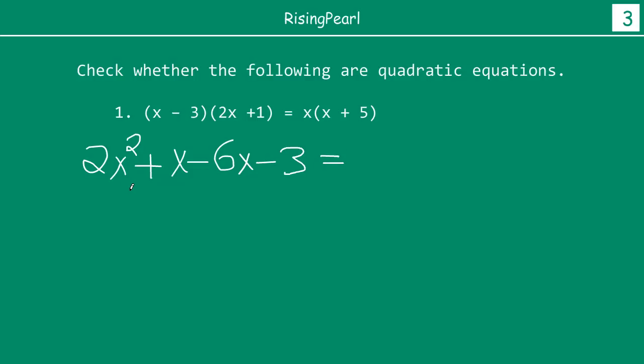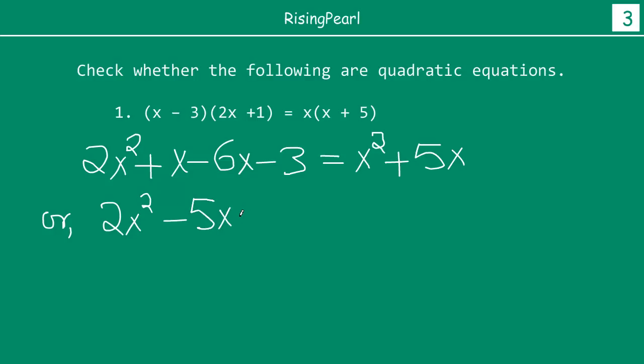So the left hand side looks like this, and on the right hand side we have x times x, which is x squared. We multiply x with x and 5, and x times 5 is 5x. Like we mentioned in the last episode, friends, we want to write our equation in the standard form to make sure that our equation is indeed a quadratic equation. Simplifying this, we have 2x squared, and plus x minus 6x will give us minus 5x, minus 3 equal to x squared plus 5x.